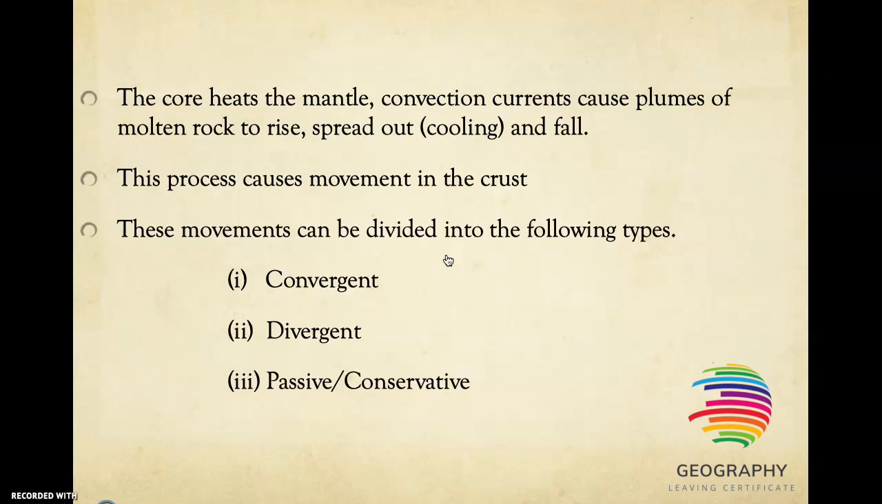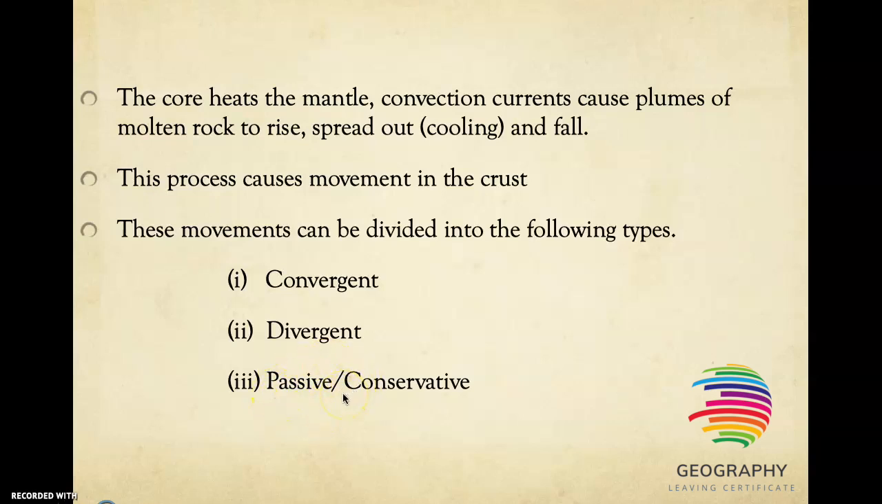And as a result of this process of movement, whether it be convection currents or seafloor spreading, we have plates moving in three different directions. They can converge or move closer to each other and hit off each other. They can diverge, meaning they can pull apart from each other. And finally, they can be passive or conservative. Another word is transform faults, which means they slide past each other.